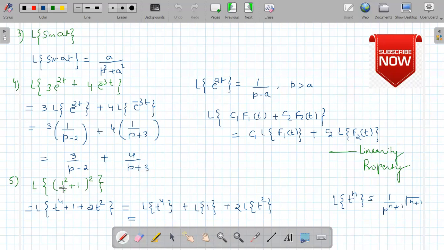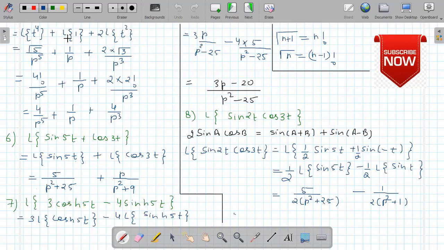Next one is Laplace transform of t square plus 1 whole square. You can open this and separate each and every function, and then use the standard formula of Laplace transform of t raised to the power n, which is gamma n plus 1 upon p raised to n plus 1. So it is gamma 5 upon p5, plus 1 upon p, and gamma 3 divided by p cube.